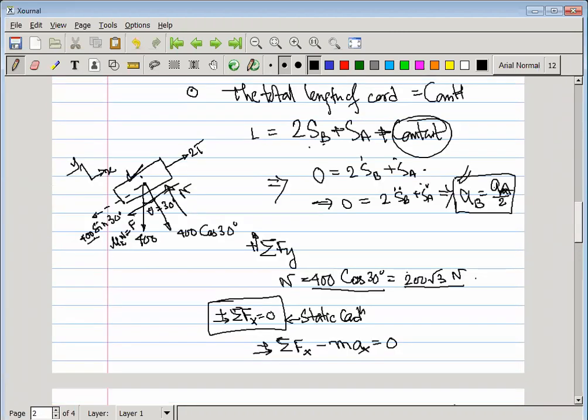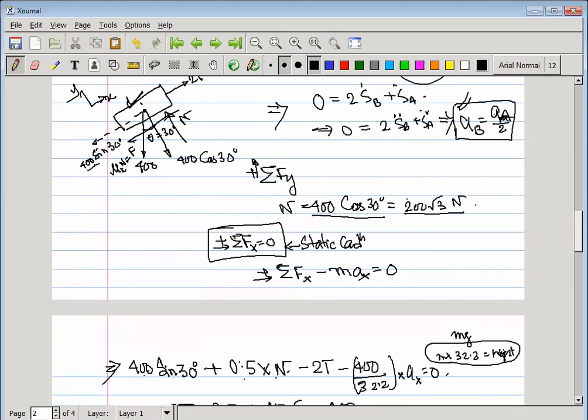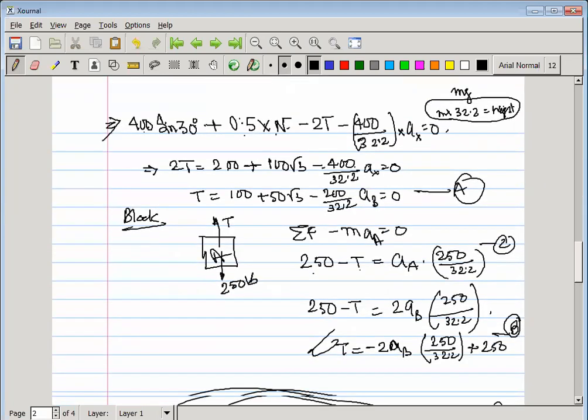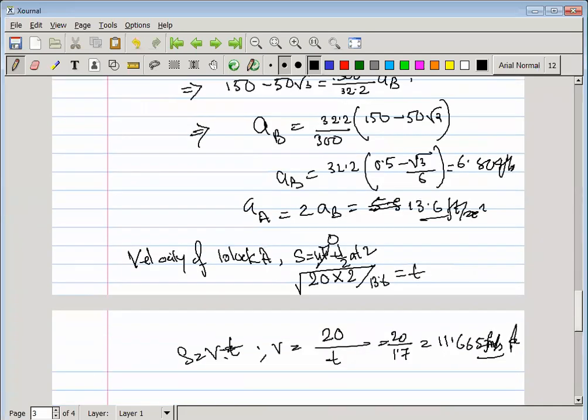Next, when we solve the dynamic equilibrium condition using D'Alembert's principle, we have to calculate summation of x and summation of y, and finally equalize both tensions in that chord. After we equate the two, we can find the acceleration. Is it clear? This is the whole concept of this type of problem.